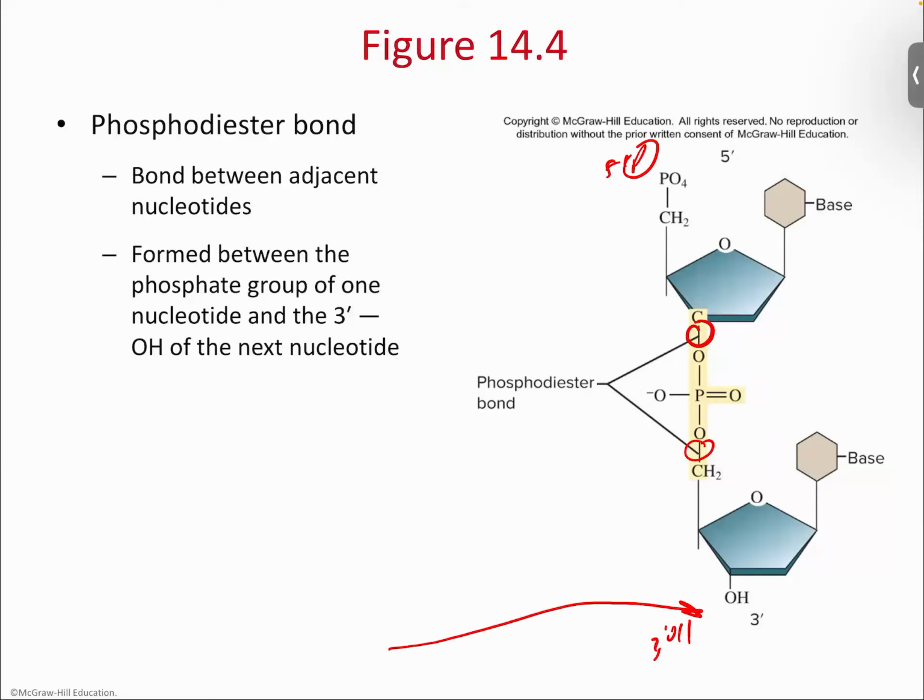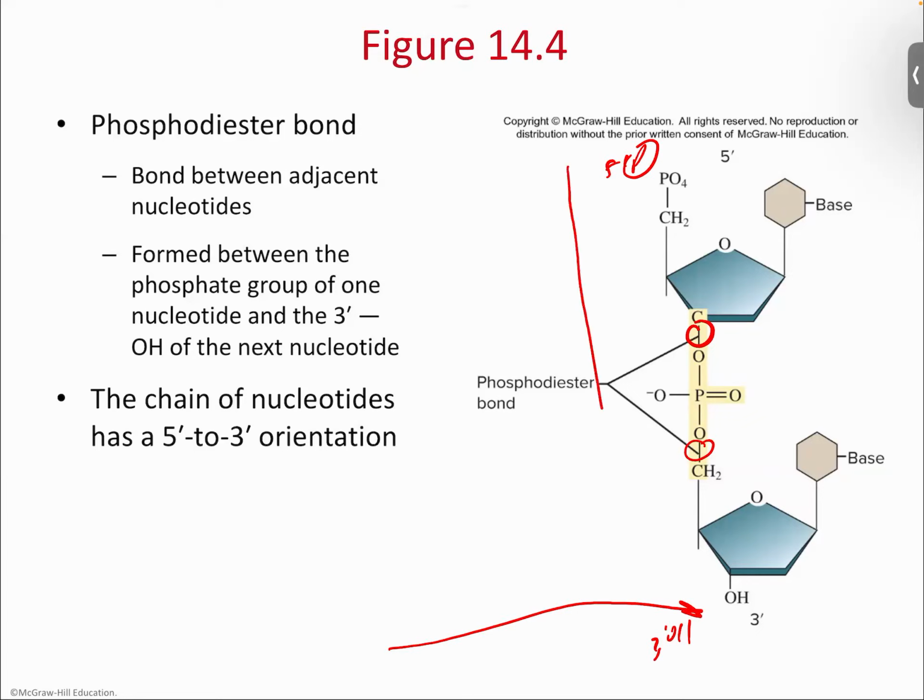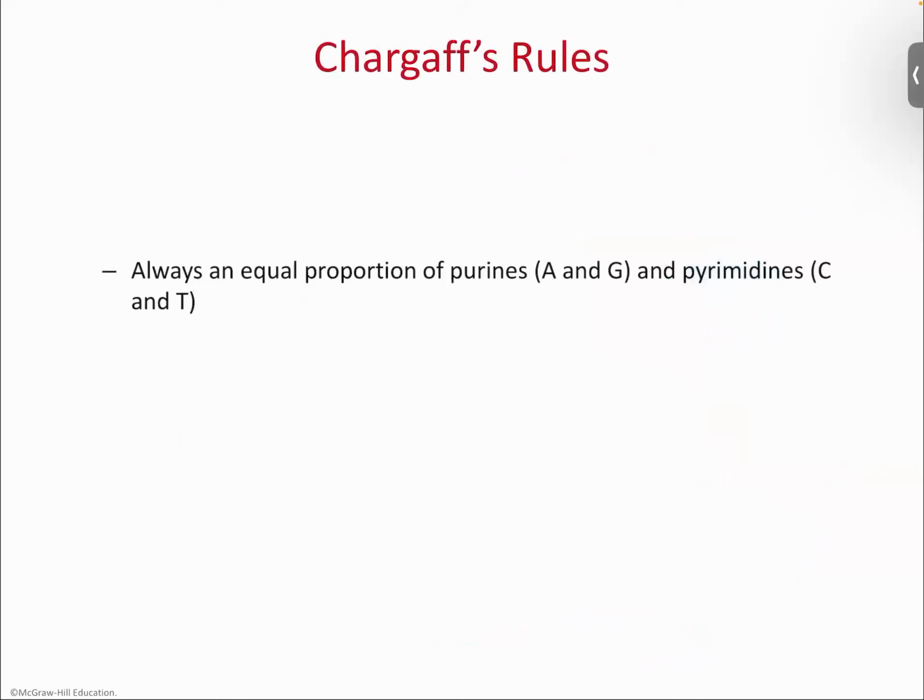Why? Because that OH is what you need in order to do your dehydration synthesis. That's where that OH comes from. So ultimately what that means is as you grow, you're growing in the 5' to 3' direction of growth, and that's because of that 3' OH.